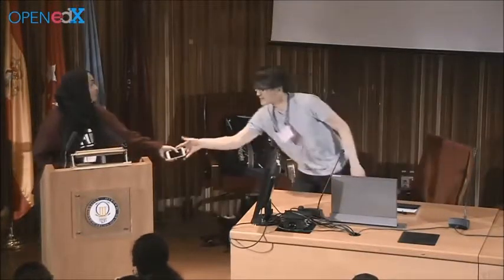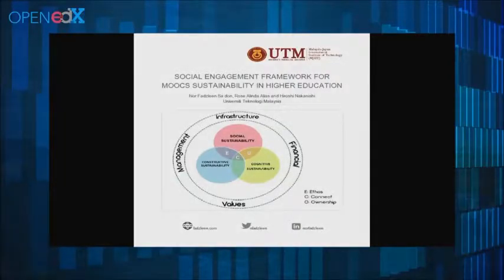Practically, what I am sharing with you today is part of my PhD research. I'm basically doing research on building a conceptual business model. For today, I'm sharing part of the business model that I've built and developed and shared during MOOC 2016 last year. This is the social engagement framework for MOOC sustainability in higher education.